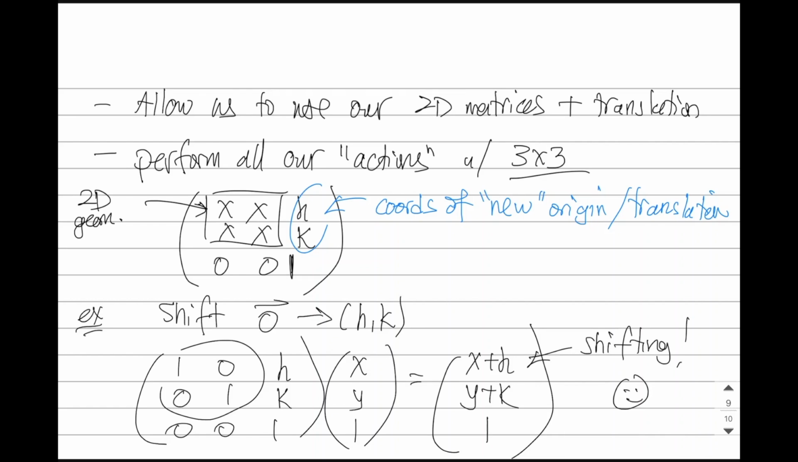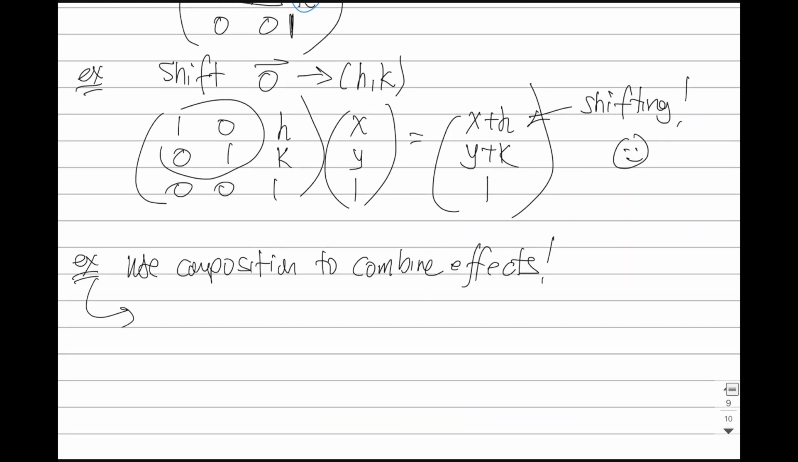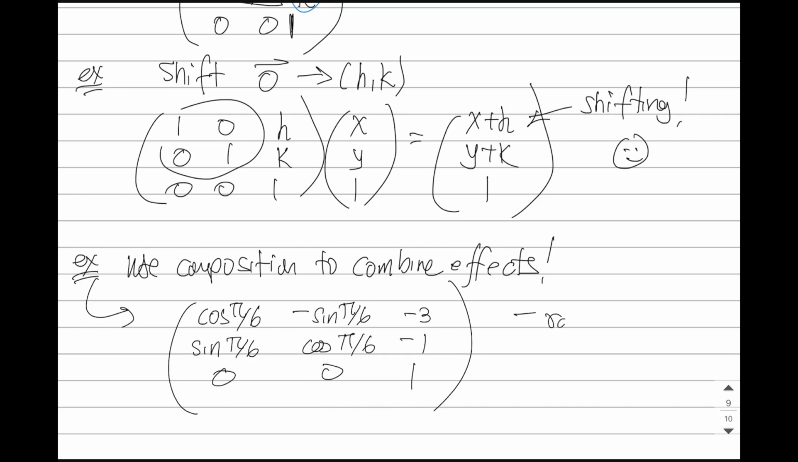Yay! So given that, if I want to do multiple effects like a shift and a rotation and a stretch, I can use composition to combine effects. For example, we talked about a matrix that performs rotation. Earlier on, we had a rotation matrix with this form: cosine of pi over 6, sine of pi over 6, negative sine of pi over 6, and a positive cosine. That would be our 2D rotation. Let's say we want to shift it to a location of -3 and -1. This would be a rotation by pi over 6 counterclockwise, and a translation to -3 and -1. This is a very simplified version of things, but you get the point.